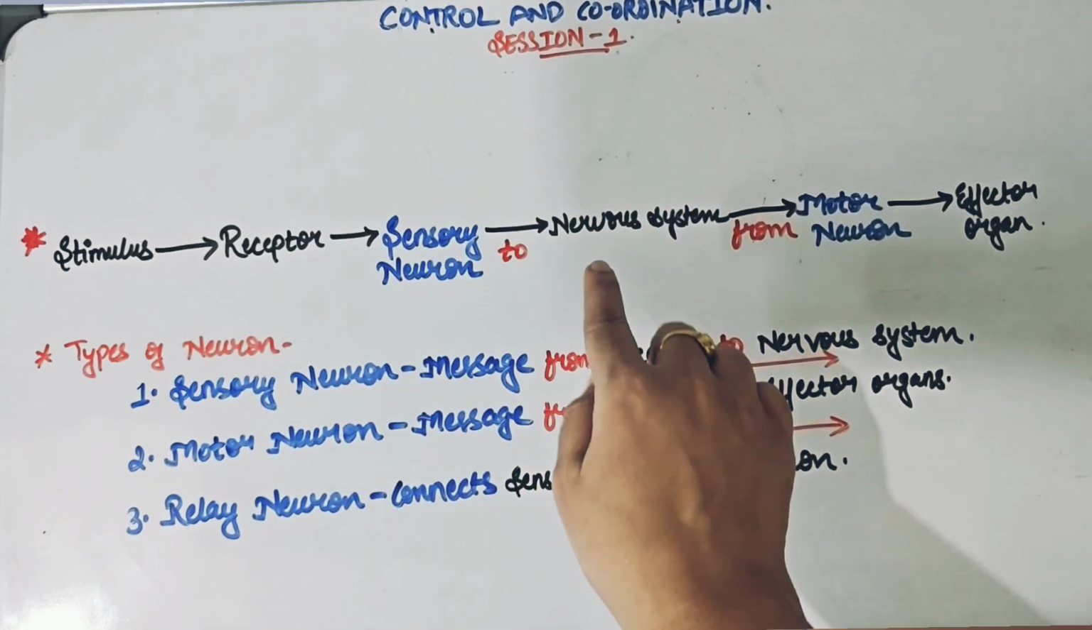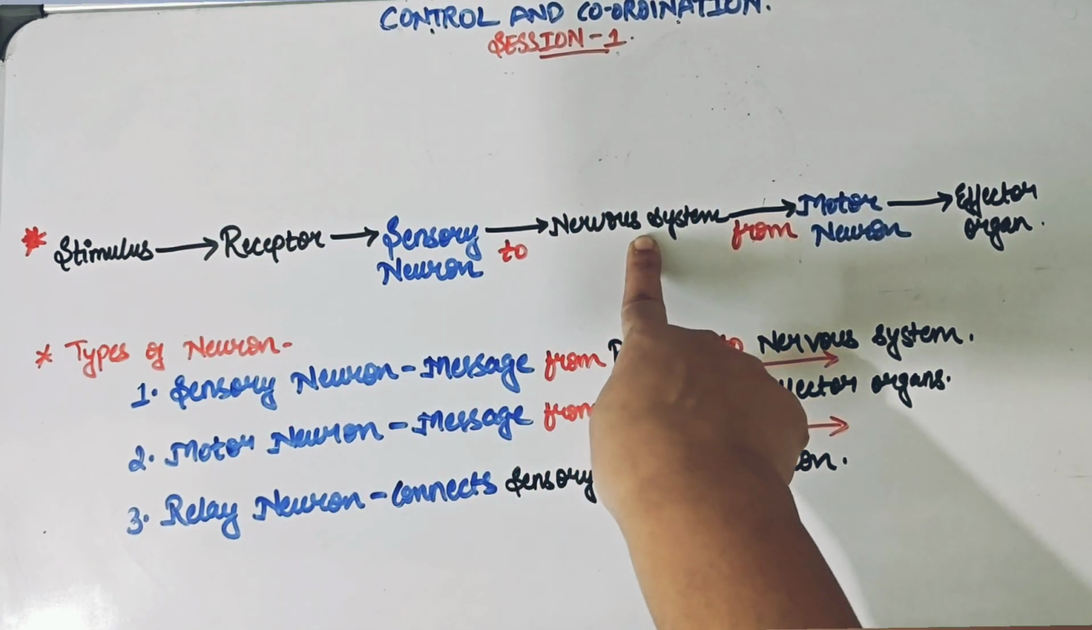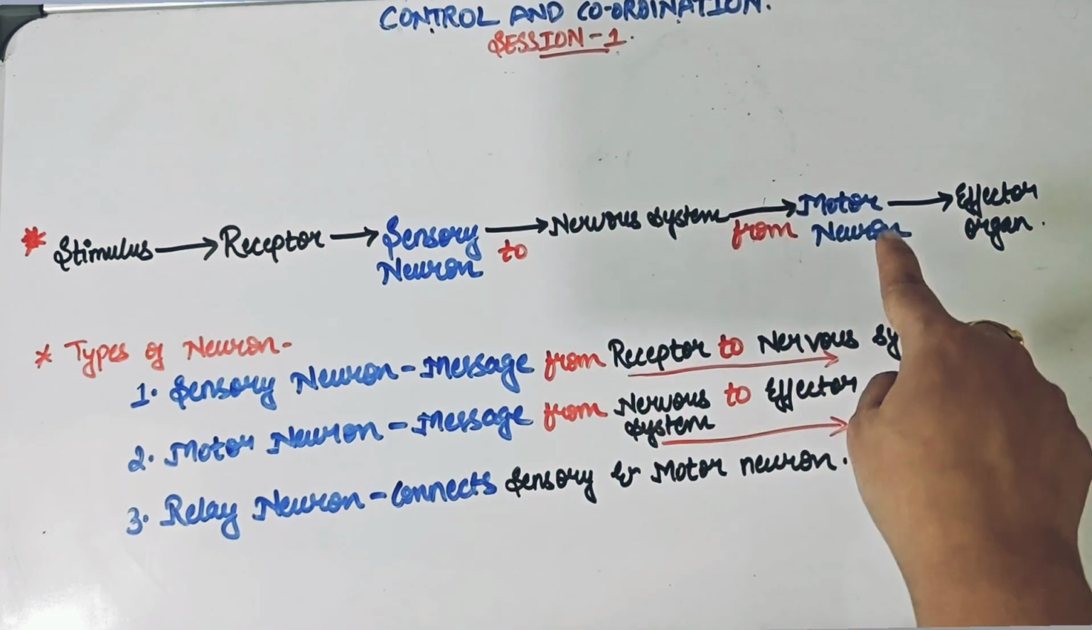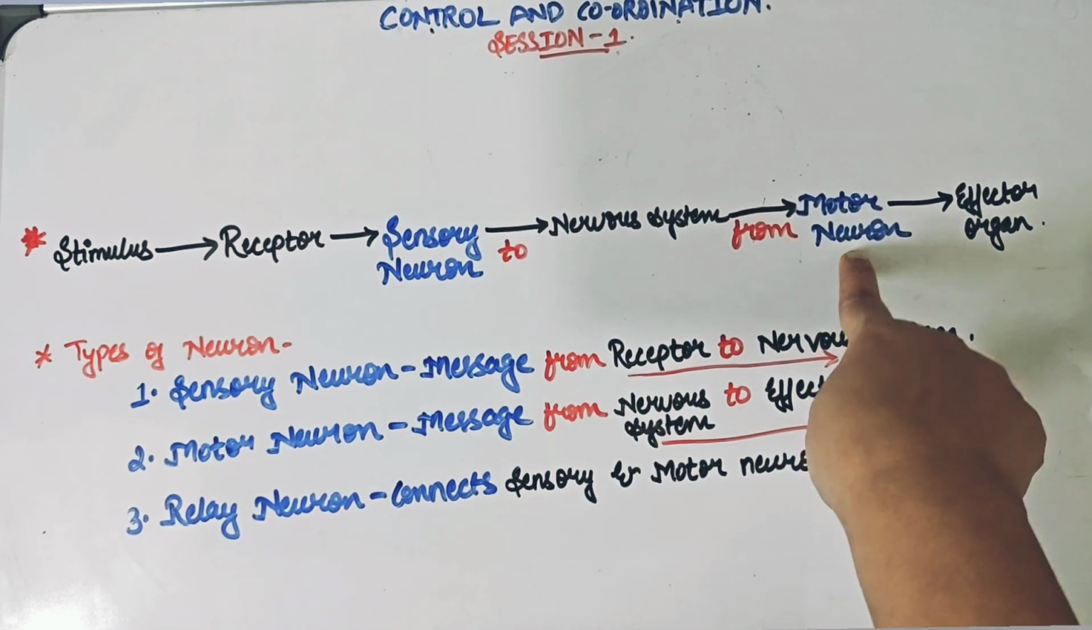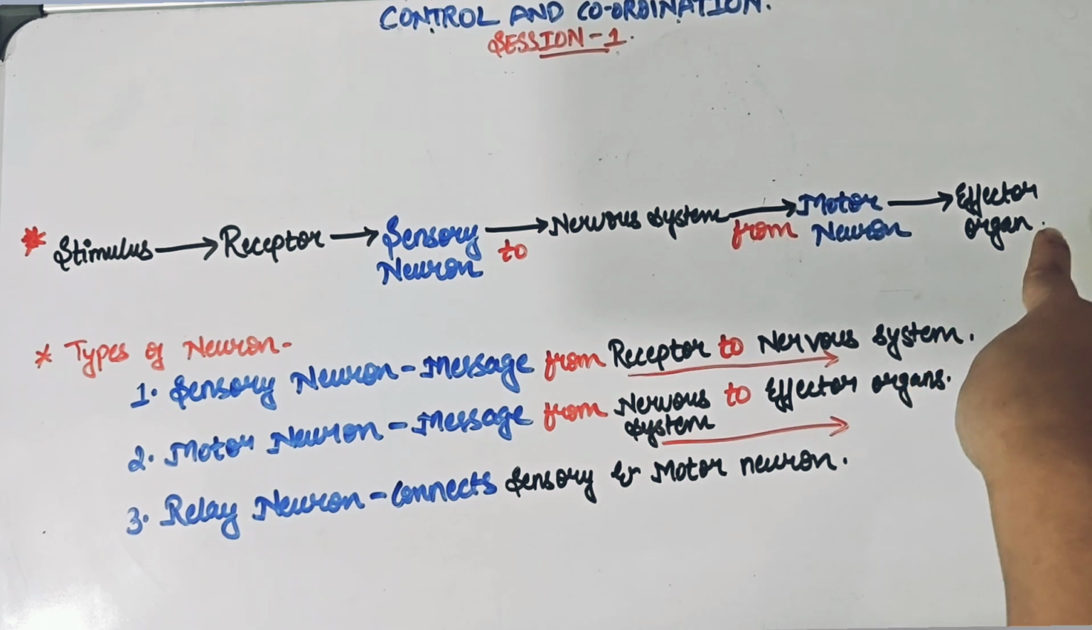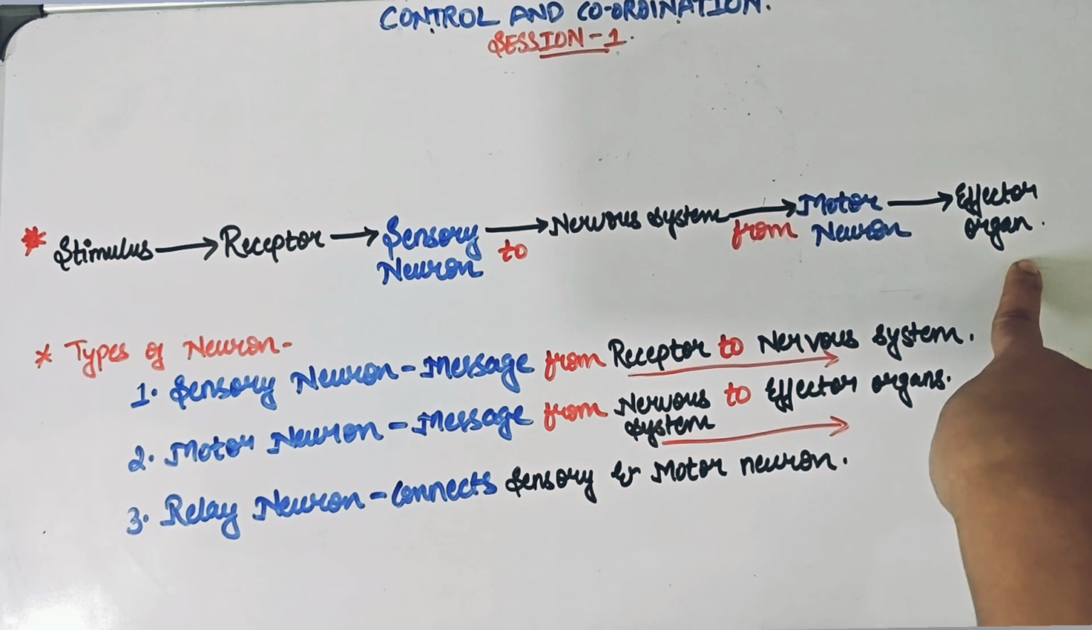Now, once the processing is done by the nervous system, that what action has to be taken, whatever decision is there will now be transferred through the motor neurons to the effector organs. And what are effector organs? So those organs which will complete the action are known as what? So they are known as effector organs. So let's complete the cycle.